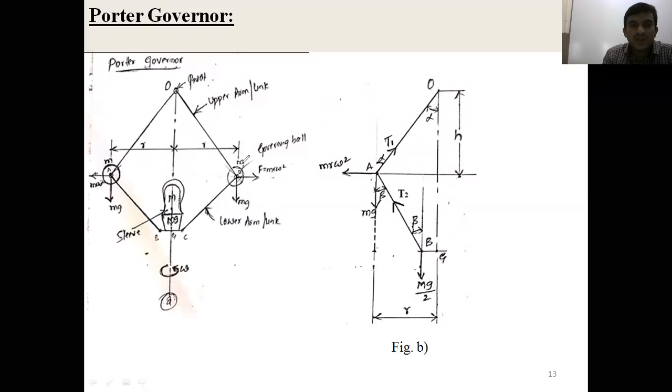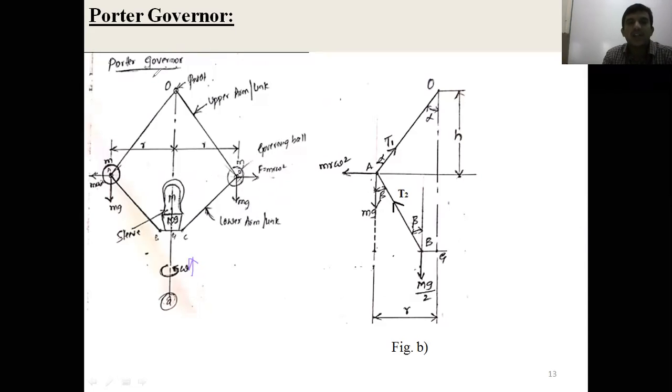And what notations do we use? Let small m be the mass of the governor ball, r the radius of rotation of the governor ball, and capital M the mass of the sleeve. At equilibrium speed, once the governor shaft rotates, a centrifugal force is generated from the governor balls. Its magnitude is m r omega square. The weight of the governor ball is mg, which always acts vertically downward. The weight of the sleeve, mass capital M, also acts vertically downward.